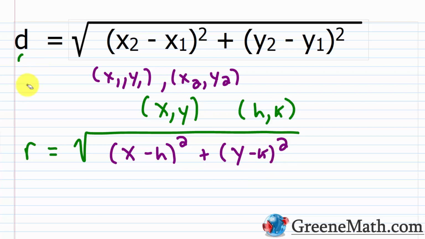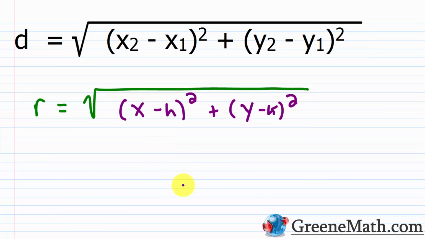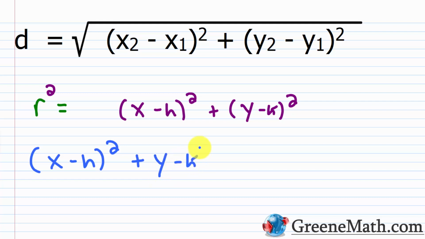Let me erase all this just so we have some room to work. All we need to do to get into our center radius form is just square both sides. If I square this side and I square this side, the square will cancel with the index here, so I can just remove this, and then I have my center radius form. I can flip this r squared around because normally it's on the right side of the equation. So it's x minus h, that quantity squared, plus y minus k, that quantity squared, and this equals r squared.